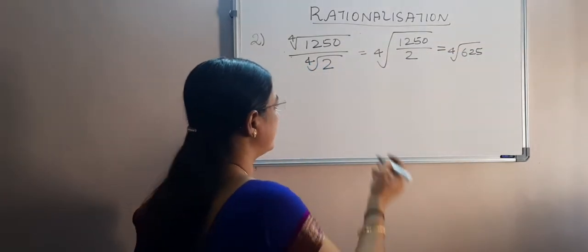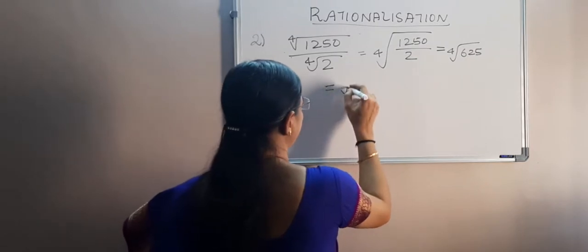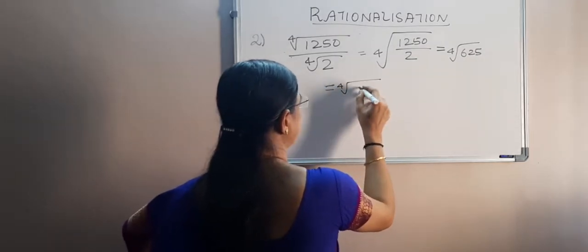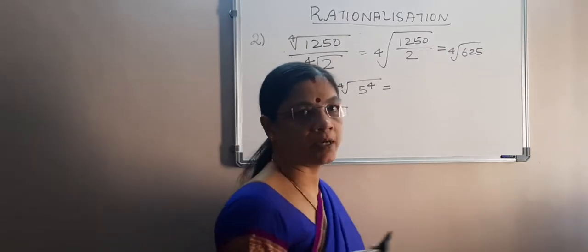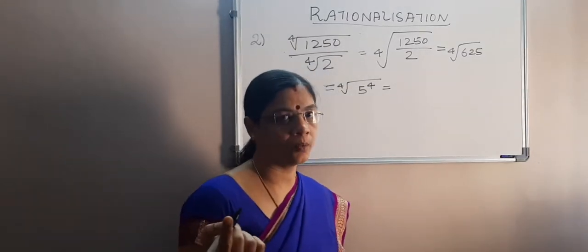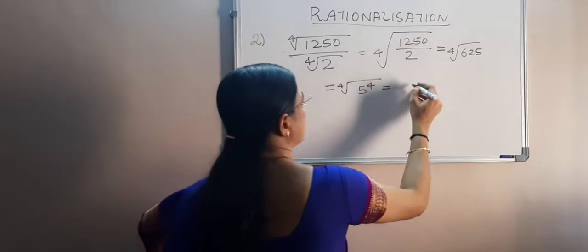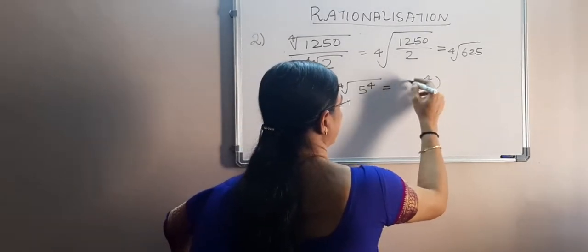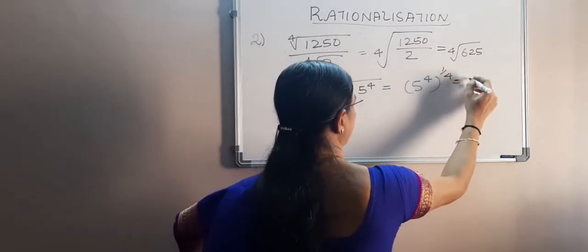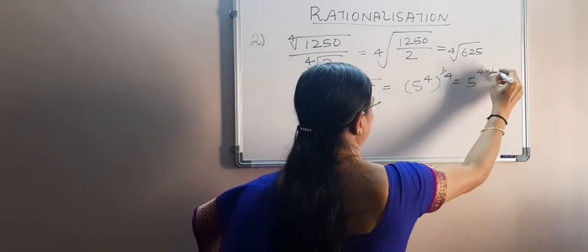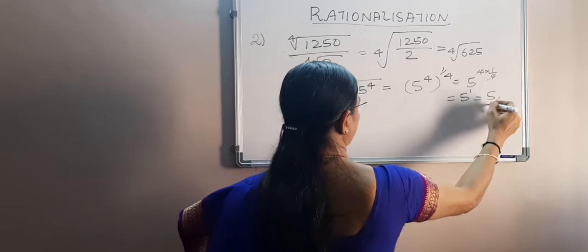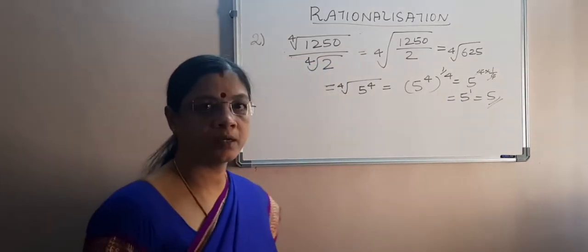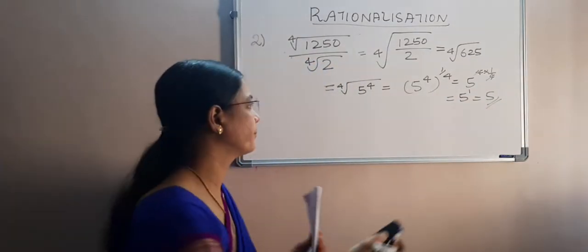Now what is 625? 625 can be rewritten as 5 to the power 4. 5 5s are 25, 25 5s are 125, and 125 5s are 625. So 5 power 4, the whole power 1 by 4 is equal to 4 into 1 by 4, 4 gets cancelled. So the answer is 5. So now do you understand? Okay.